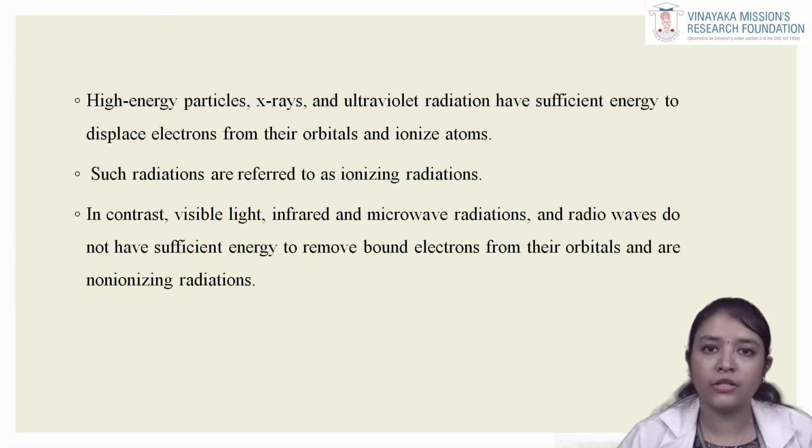Radiation is of two types, that is ionizing radiation and non-ionizing radiation. Ionizing radiation: the higher energy radiations like X-rays and ultraviolet radiations have sufficient energy to remove an electron from its orbit. Hence they are called ionizing radiation. In contrast, visible light, infrared and microwave radiations have lesser energy, so they cannot remove an electron from its orbit. Hence they are termed non-ionizing radiation.